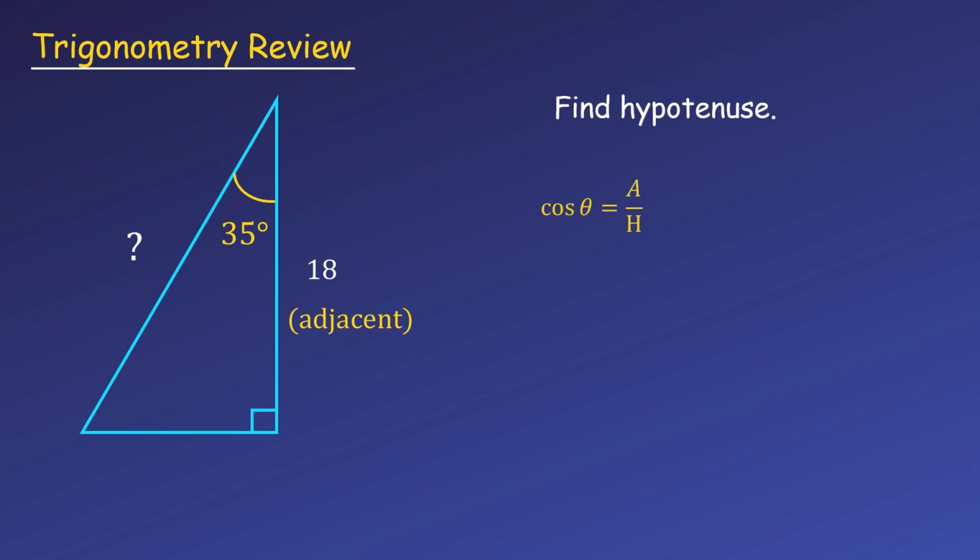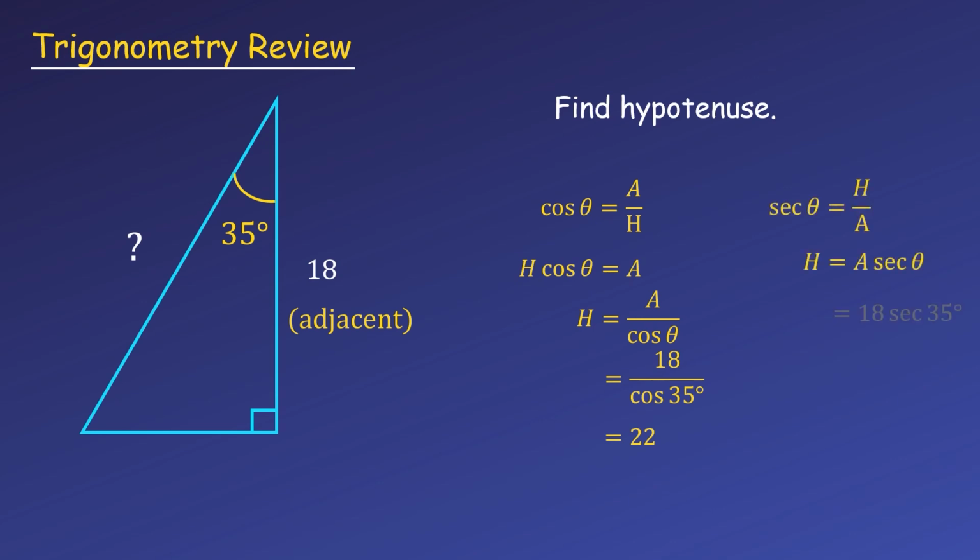These trig functions will be cosine and its reciprocal secant. Cosine is adjacent over hypotenuse, so we can solve by multiplying by h and dividing by cosine. Plugging in 18 for a and 35 degrees for theta, we get 22 for the length of the hypotenuse. If you need to write out all of the steps of algebra, notice that using secant would have been easier. Since h was already on top, here we just need to move a over and plug in, getting the same result.